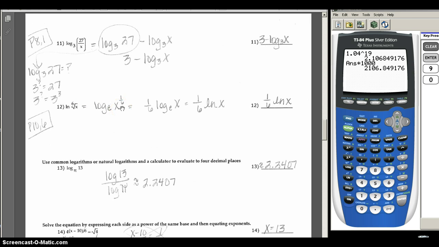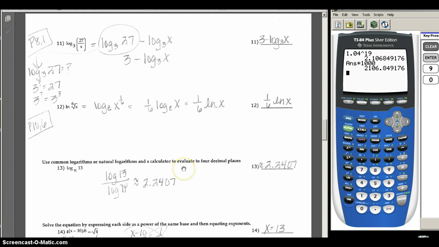So I used a couple of properties here. I used property number 10, and I used property number 6. Because I have this exponent here, I can drop it in front, and that's what I did here: 1/6 log base e of x, and that's the same thing as 1/6 of natural log x. I converted it back to natural log because log base e and natural log are both equivalent. One's just using the natural log, one is using log base e.